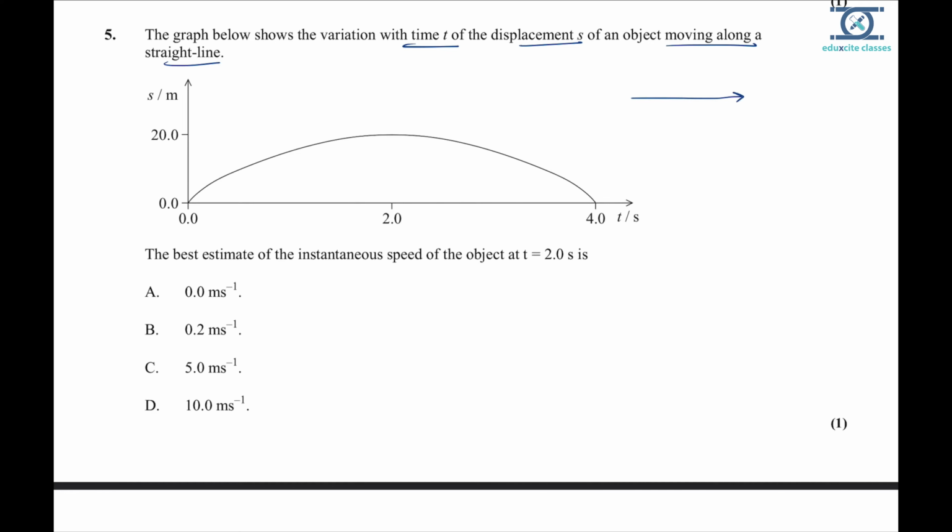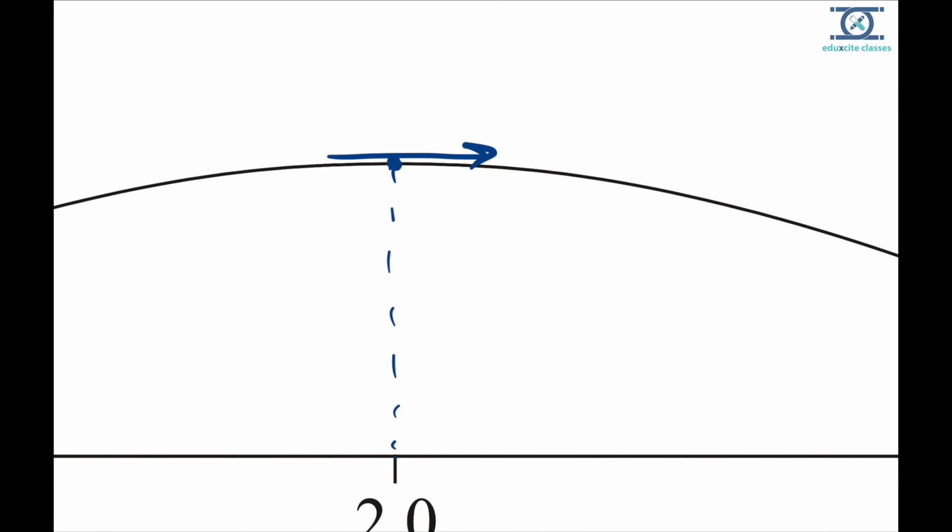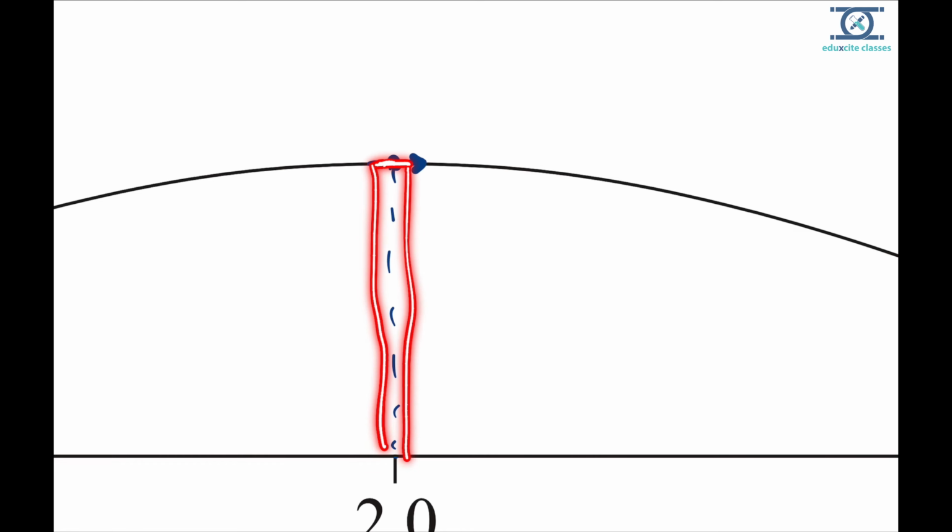Now we have to find out the instantaneous speed at 2 seconds. So at 2 seconds, you can see it is the maximum point of this curve, and at this position the gradient is 0, or you can say the ds by dt, or in terms of delta s over delta t is 0, because at this particular instant of time, if I zoom in, you can see this is a very straight line. Okay, so there is no change in the displacement with respect to time at this small interval of time.